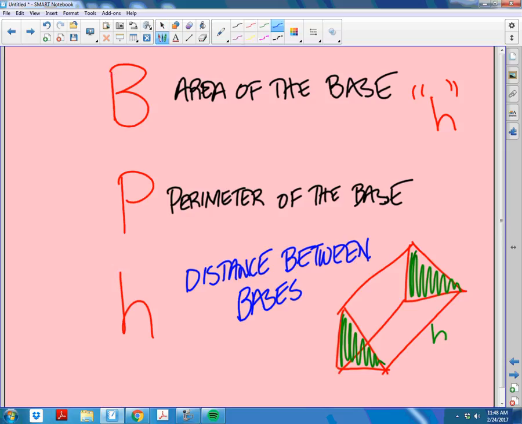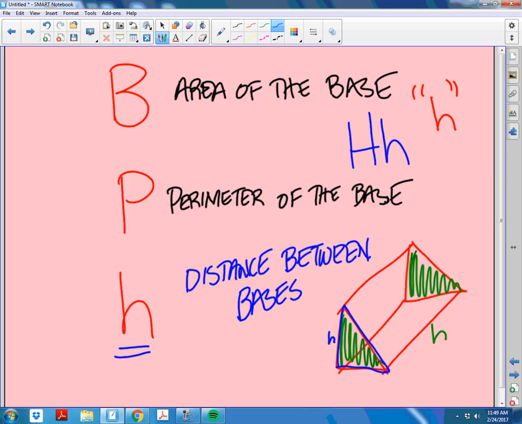If I were finding the area of one of the bases, how do you find the area of a triangle? Base times height divided by 2. So all of a sudden there's also an h right here, and they're not the same. That was capital, I get it now. No, it's not capital, it's lowercase. The uppercase looks like this, and the lowercase looks like this.